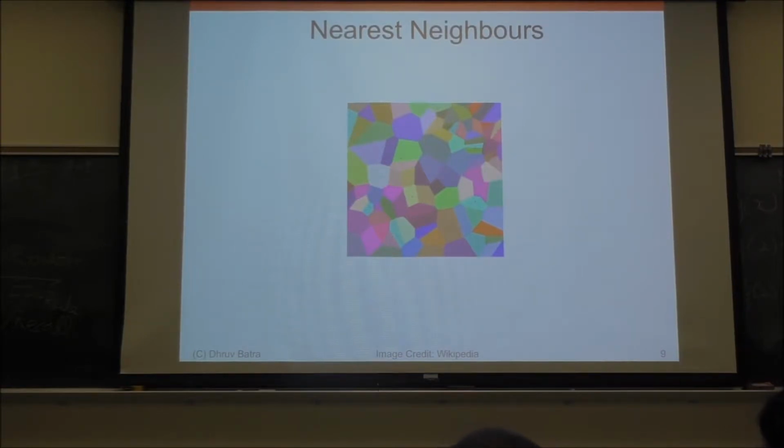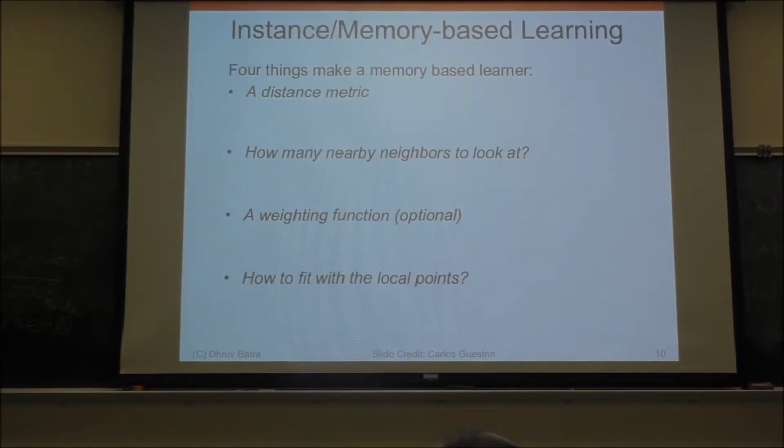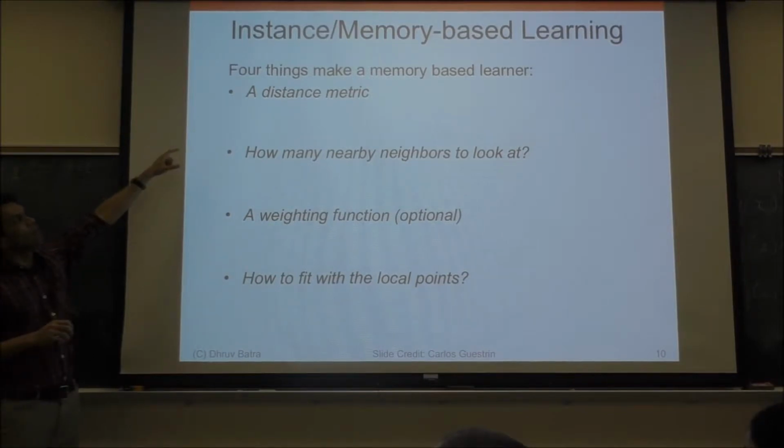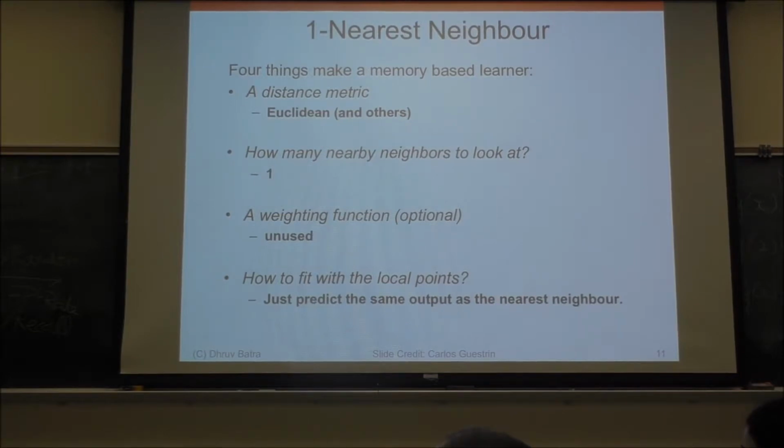So last time we introduced nearest neighbors. We said, if you answer these 4 questions, you can come up with a family of algorithms, which would all be instance-based algorithms. I have a training data set, and I don't actually learn a model. What I do is at test time, you tell me what distance metric you're using, I'll find 1 or k neighbors, and I'll use them to predict the output at the test function. So this is 1 nearest neighbor, and the answers here are Euclidean distance, one nearest neighbor, no need for weighting, and just predict the same output. If you're doing k, you would do an average instead.